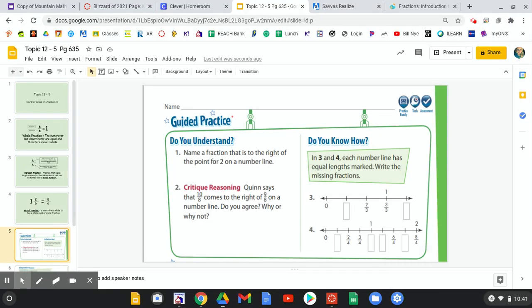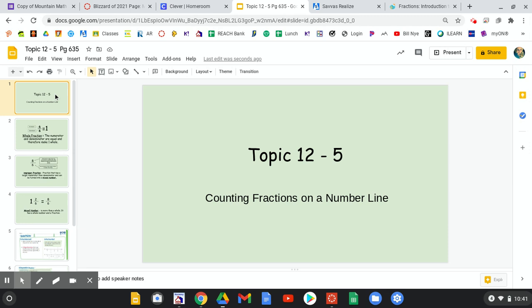Today we're going to be talking about topic 12-5, which is counting fractions on a number line. We're also going to be talking about whole fractions, improper fractions, and mixed numbers, and how they apply to a number line. So there's a few things we need to review.